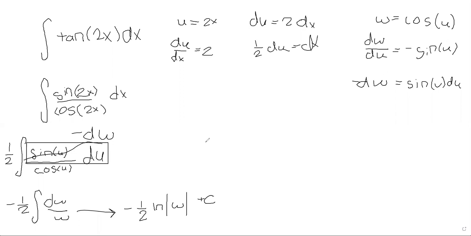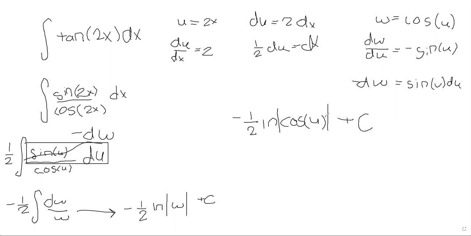We have to plug things back in where they belong. So we have to plug in w into this complete solution we have just found. So we're going to replace w with cosine of u. And I'm going to write it up here because I'm running out of room down below. We're going to have negative 1/2 natural log, not natural log of w, but we're going to replace natural log of w with natural log of cosine of u, plus c, and then we're not quite finished yet.